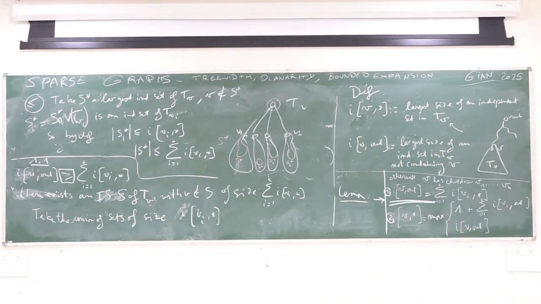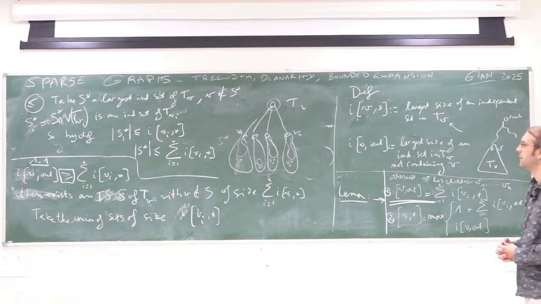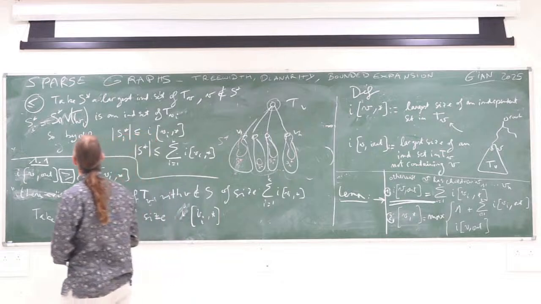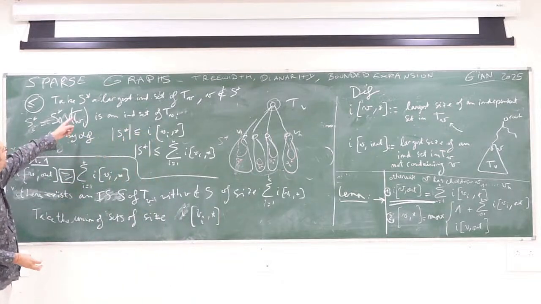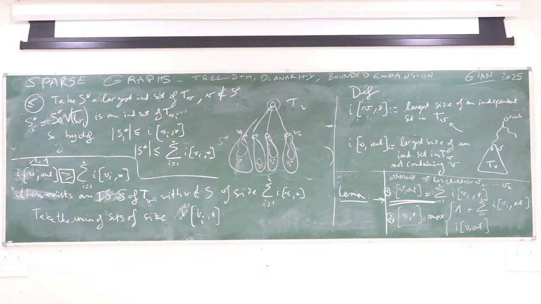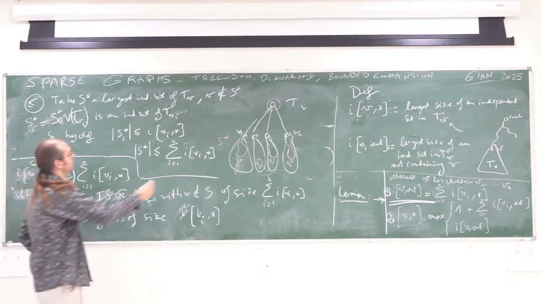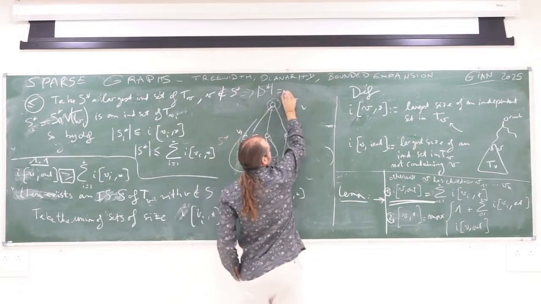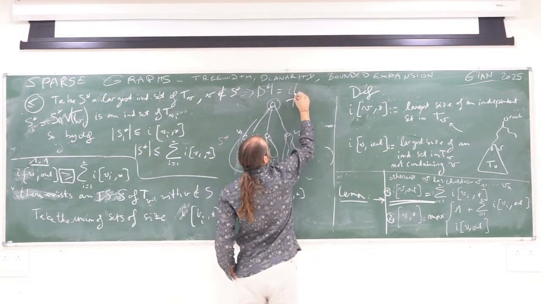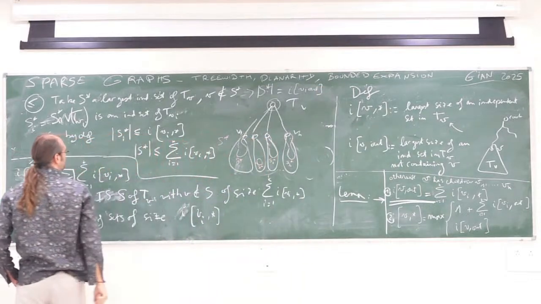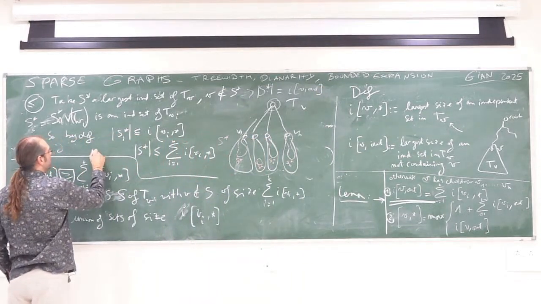So this A star of I_V out equals the cardinality of S star, which equals S star of I_V out? Yes, by definition. Yes, it's true. I should have said that.